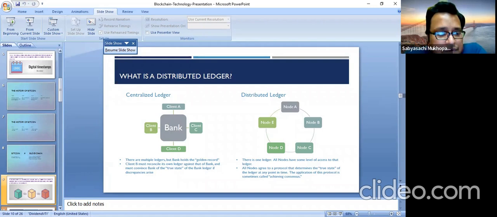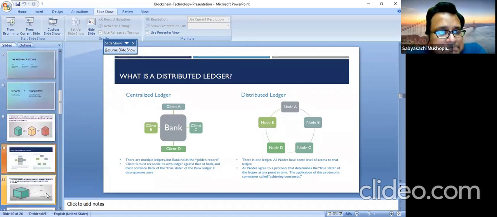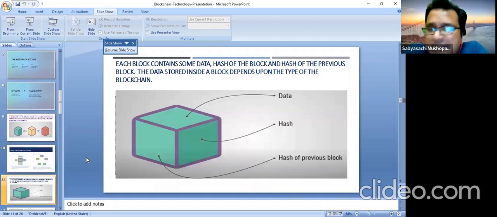Now if we proceed to the next slide, like I was mentioning, whenever we are talking about a blockchain, what are each of the blocks comprised of? This is a very basic question which comes to our mind. Each block has one portion comprised of the data. Another portion is the hash of the block. And the other portion is the hash of the previous block. Now you may ask what type of data will be there in the blockchain? It obviously depends upon the type of the blockchain. Like I told you, blockchain has several kinds of applications, and one of the most popular applications is Bitcoin.